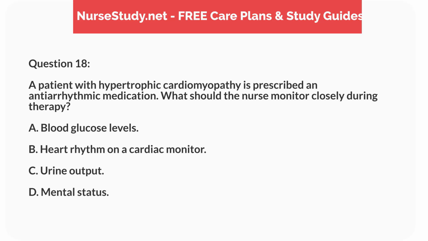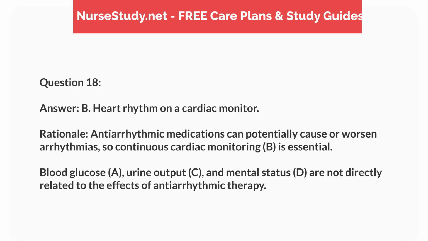Question 18. A patient with hypertrophic cardiomyopathy is prescribed an antiarrhythmic medication. What should the nurse monitor closely during therapy? A. Blood glucose levels. B. Heart rhythm on a cardiac monitor. C. Urine output. D. Mental status. Answer: B. Heart rhythm on a cardiac monitor.